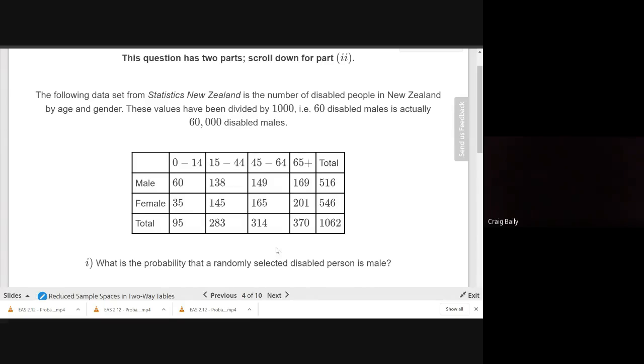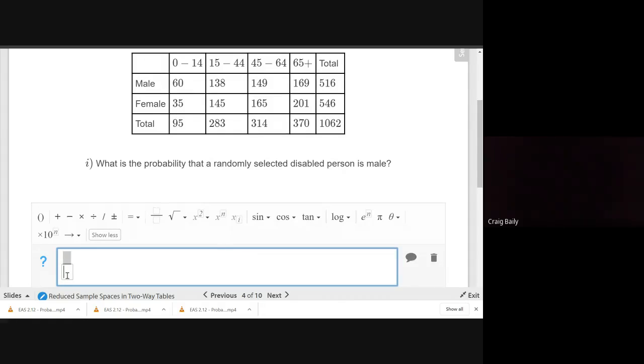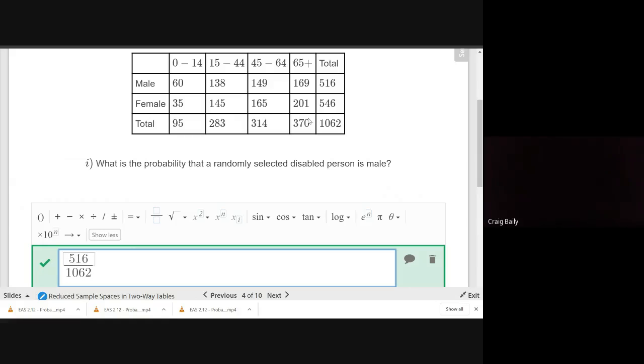When the wording is randomly selected, that means the denominator of your fraction is going to be everybody. So because we're talking about a randomly selected disabled person, doesn't specify male or female, doesn't specify an age category, just says randomly selected, we know 1062 has to be the denominator. Okay, so the probability that a randomly selected disabled person is male. Well, male, 516, so that's going to be number one. Using the wording of the question to lead us in the right direction to help us correctly pick numerator and denominator.